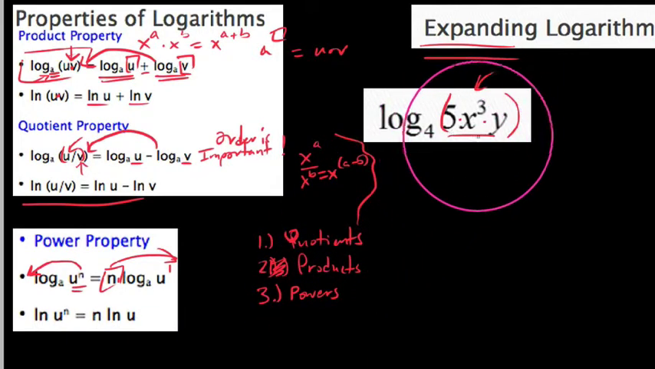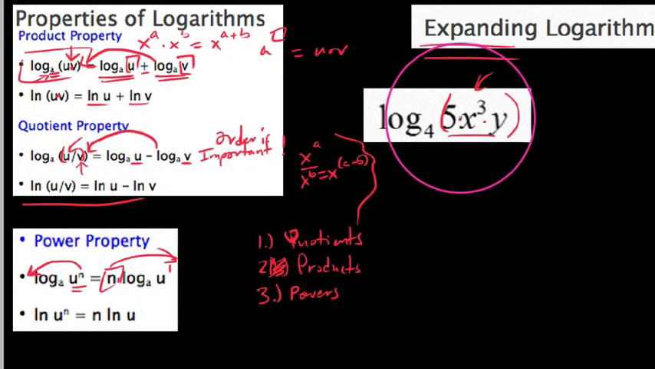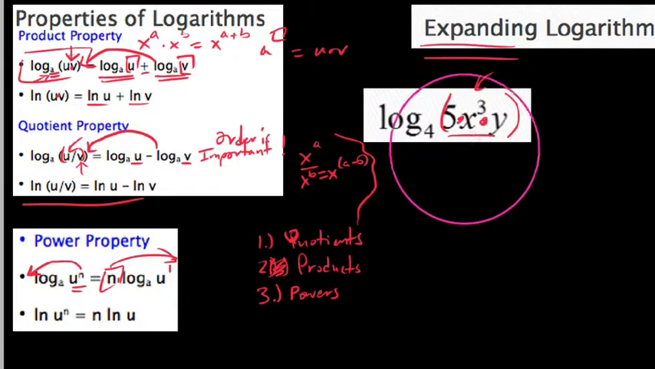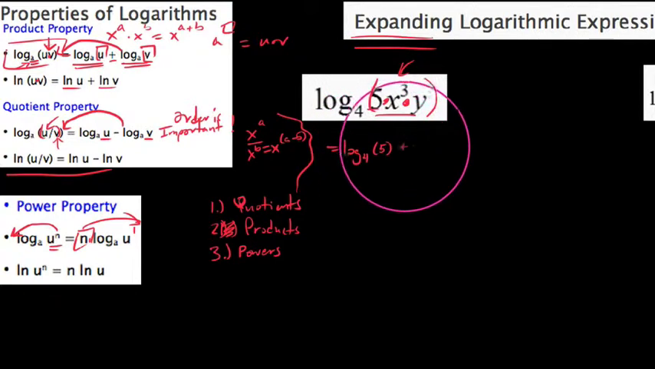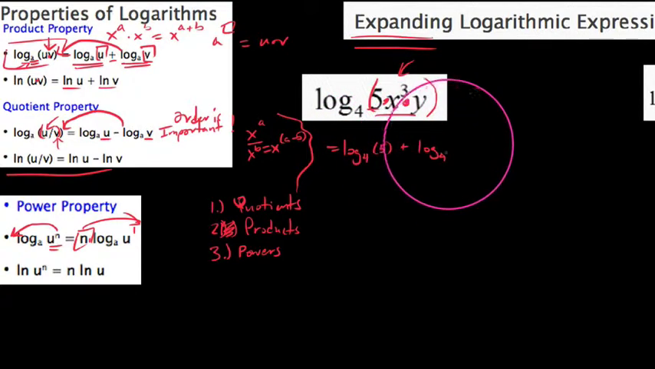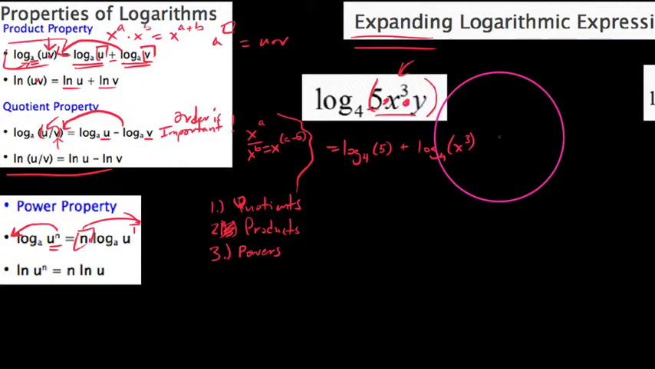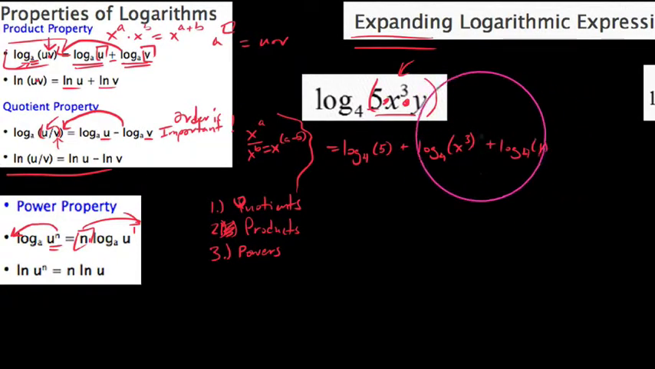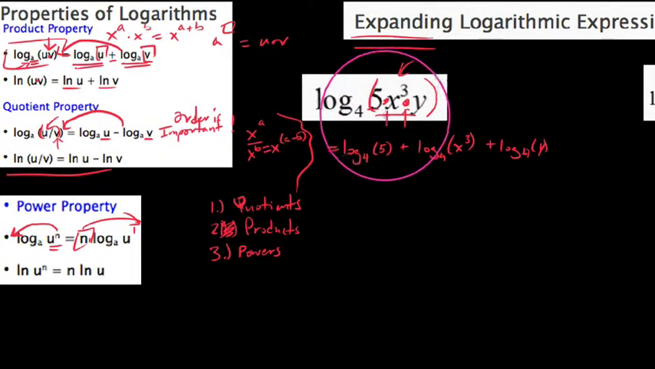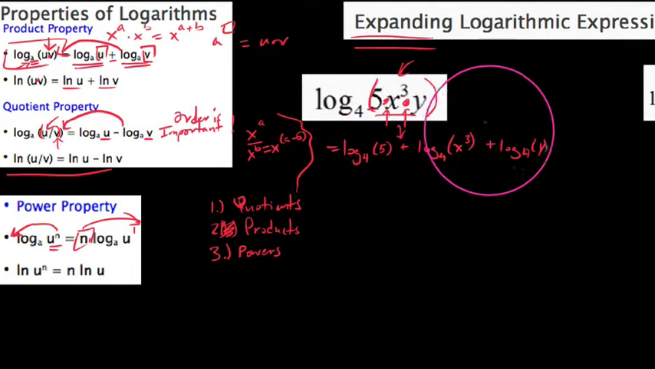So what I mean by this is if I don't see a quotient, look for anything that's a product. And I do see products. I'm going to highlight those here. But we're going to rewrite this now as log base 4 of just the first thing in this product, which is 5, plus log base 4 of x to the third power, plus log base 4 of y. And you'll notice that everywhere that there was a product symbol inside here, now there's a sum.